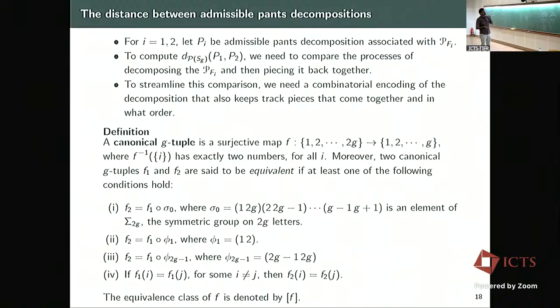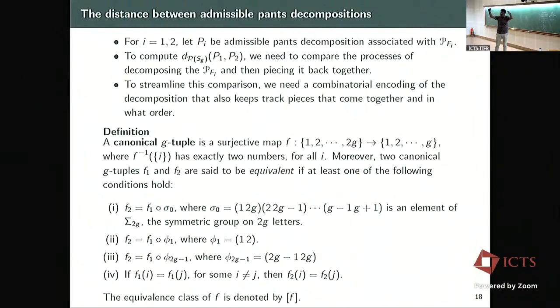Then the second part of the problem is, how do you estimate the distance between pants in the pants graph? That we can do purely combinatorially. What you can do is, for each polygon, you have a decomposition.